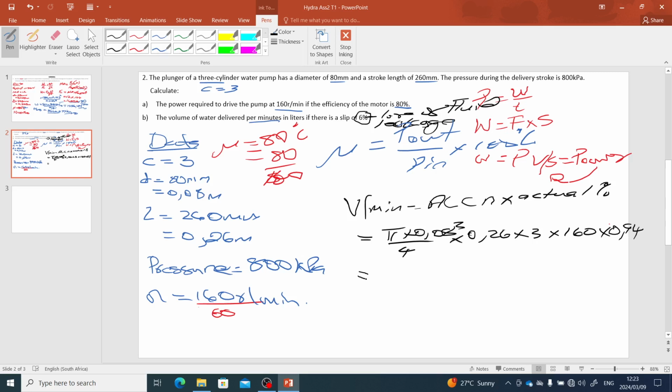Now I get my volume per minute at 0.5897. This would be in cubic meters per minute.